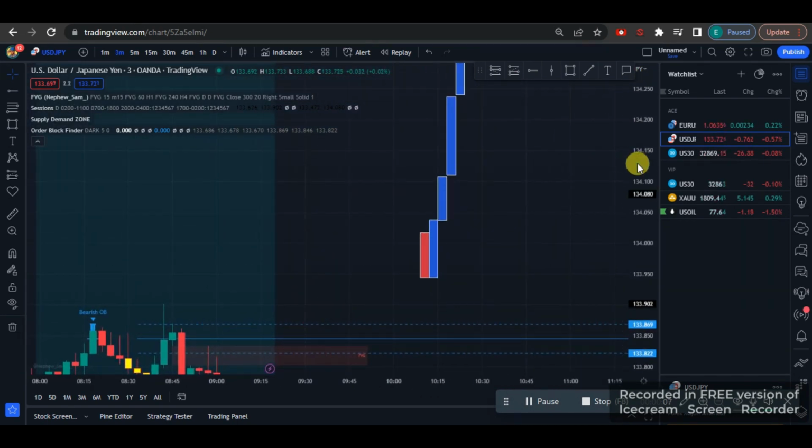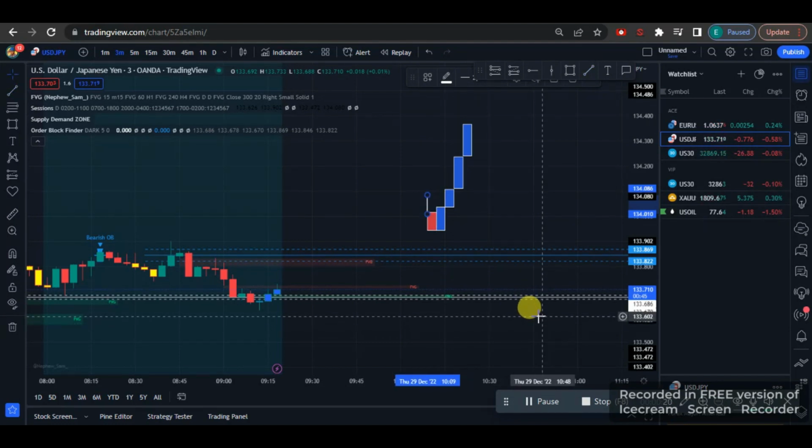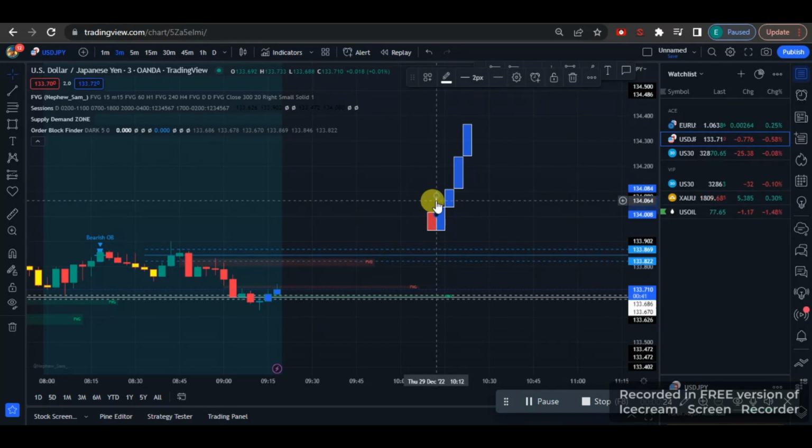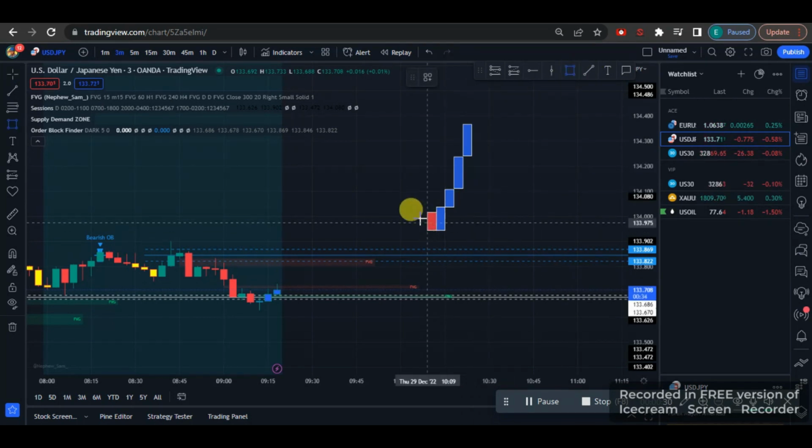So let's go back to the example. So we said this strong move to the upside. What comes to your mind? Like, all right, so we'll be taking our trade off of this. So once we see this demand zone, what else comes to mind? I am definitely looking to take a trade here.